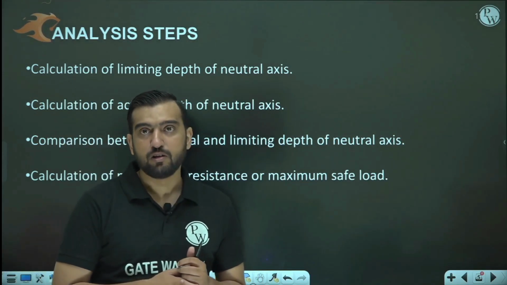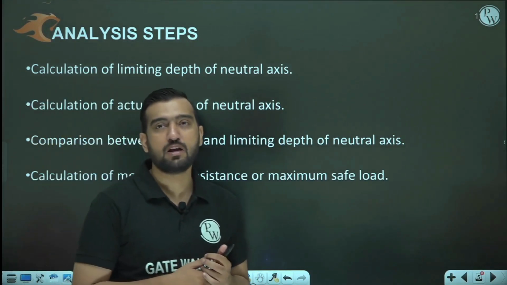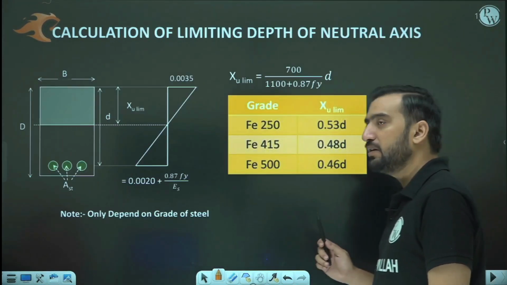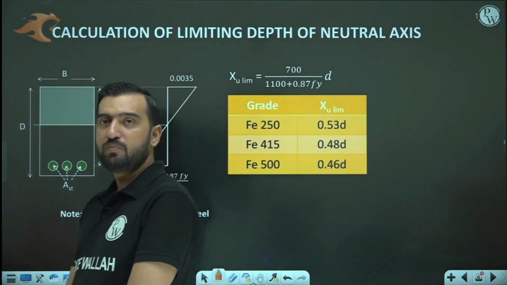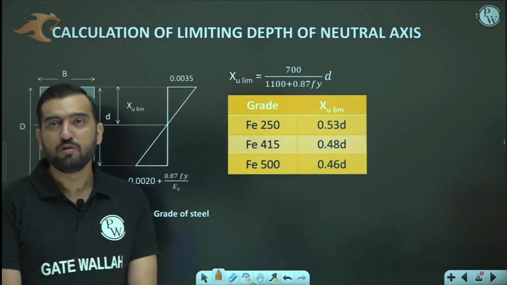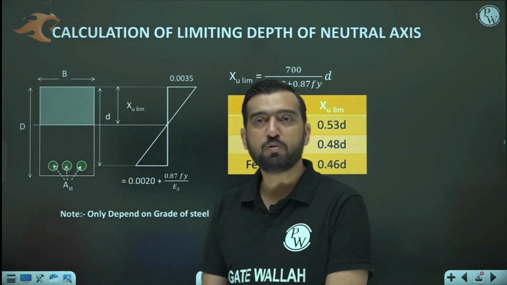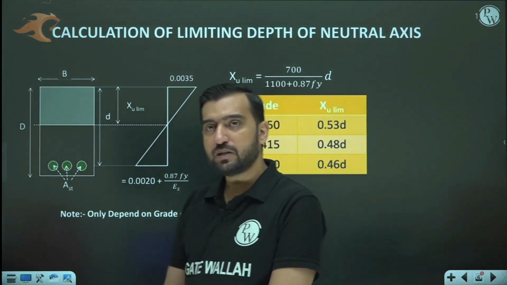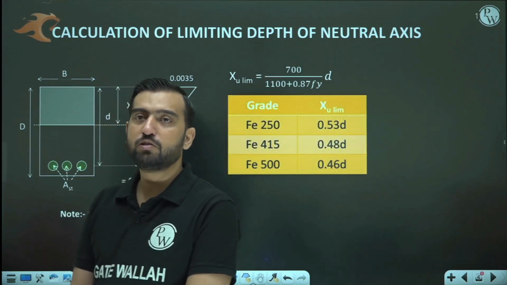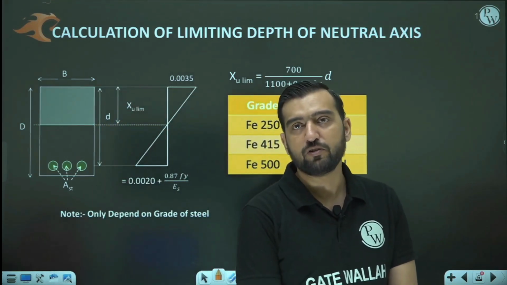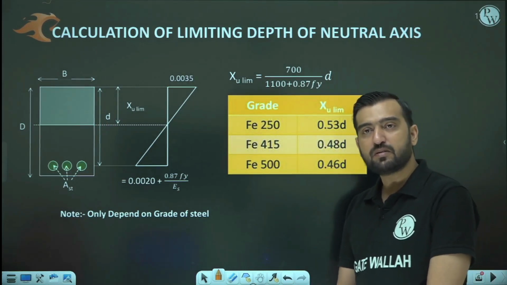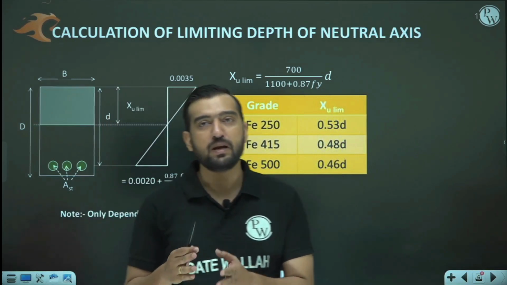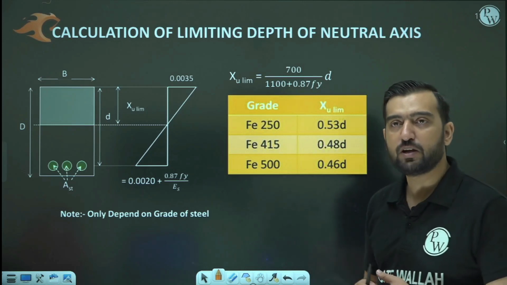So topic number 1 is calculation of limiting depth of neutral axis. My dear friends, the limiting depth of neutral axis calculation is based on strain. You might be remembering your assumption number 2 and assumption number 6. Assumption number 2 says that at the time of collapse, the maximum compressive strain in concrete is 0.0035. Similarly, assumption number 6 says that at the time of collapse, the strain at the level of CG of tensile reinforcement should not be less than 0.002 plus 0.87 Fy upon Es.